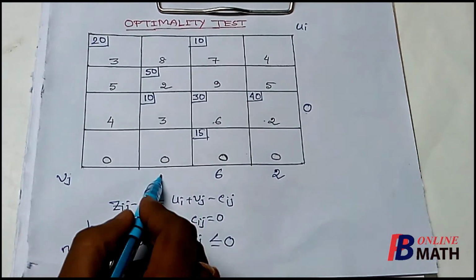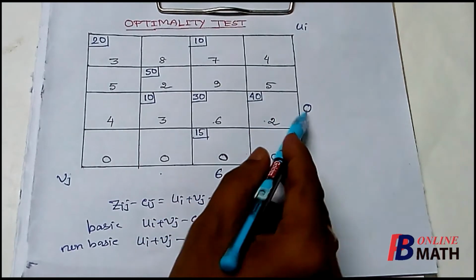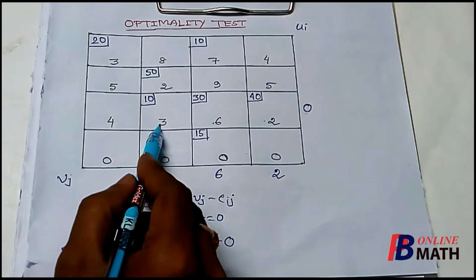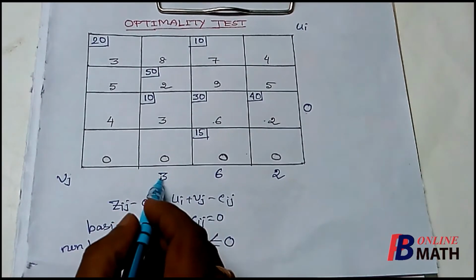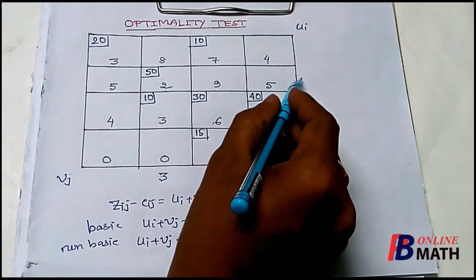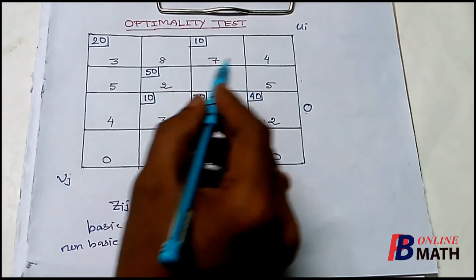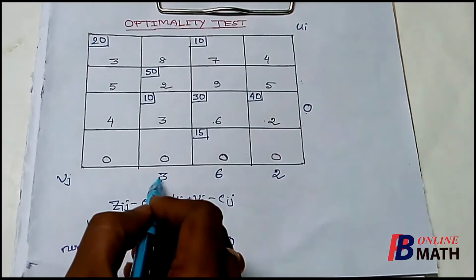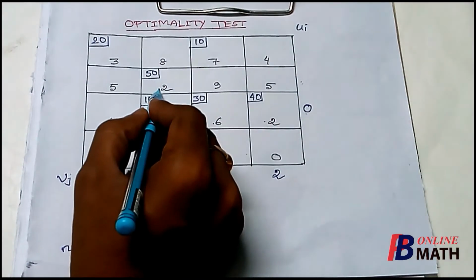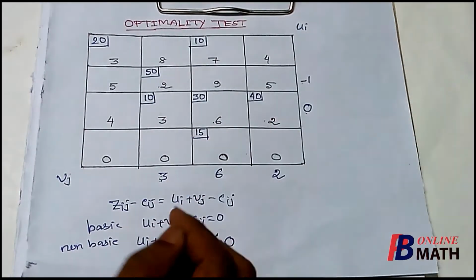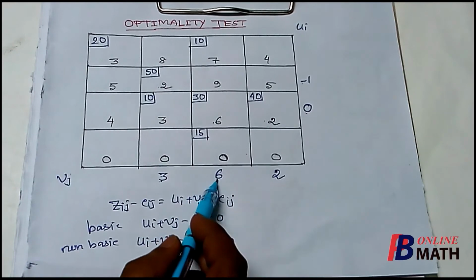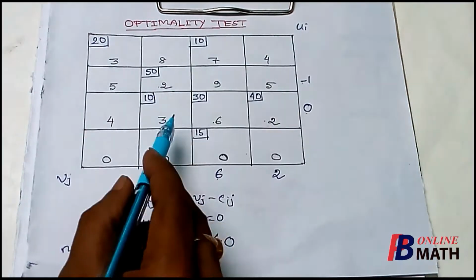Again this is a basic cell, so the value of ui plus vj minus cij will be 0. So this is 3. Now using this value we can easily find this value, because this is a basic cell. So ui plus vj minus cij equal to 0. So this one will be minus 1. Again using this value we can find this value.